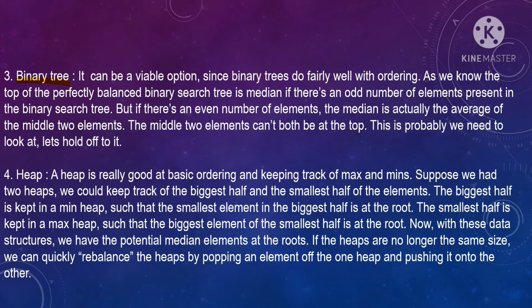Binary tree. It can be a valuable option since binary trees do fairly well with ordering. As we know, the top of a perfectly balanced binary search tree is the median if there is an odd number of elements. If there is an even number of elements, the median is the average of the middle two elements, which can be at the top. This is probably something we need to look at, so let's hold onto it too.